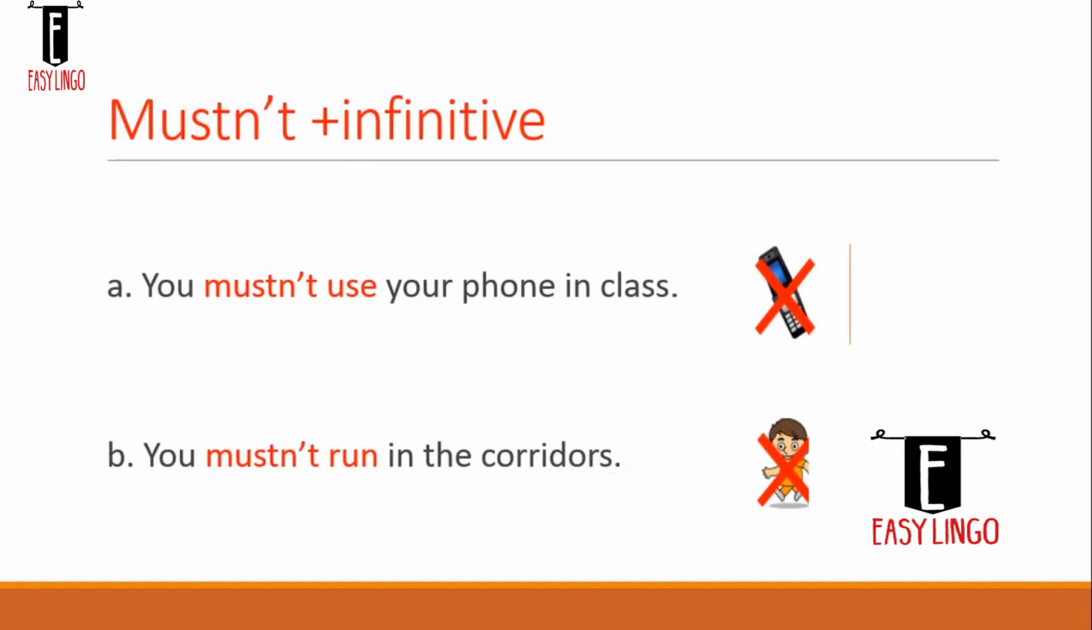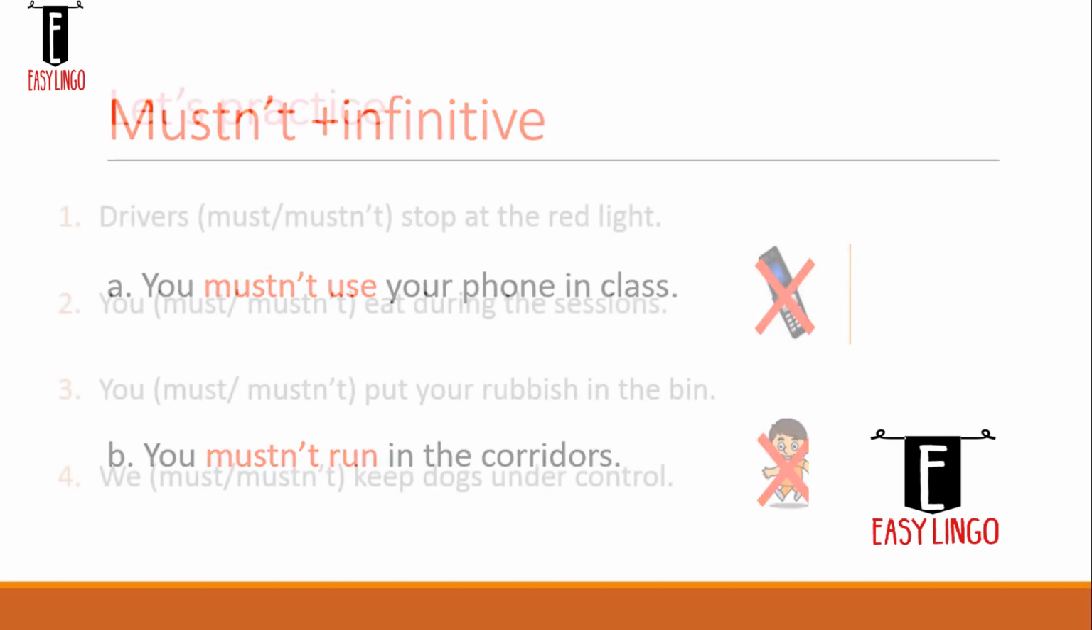Mustn't is the negative form of must. It's used to say that you are not allowed to do something. Mustn't is also followed by an infinitive verb. For example, you mustn't use your phone in class. It means that you cannot use your phone in class. It's not allowed. You mustn't run in the corridors. You cannot do that. It's not allowed.